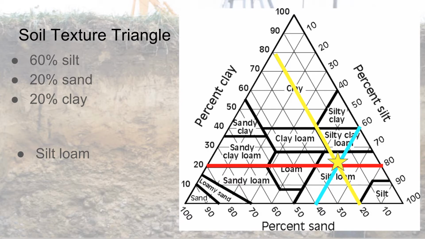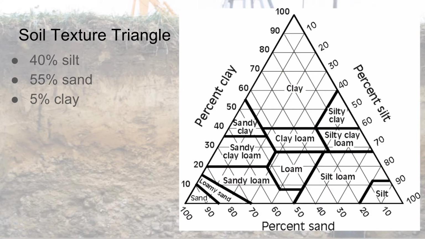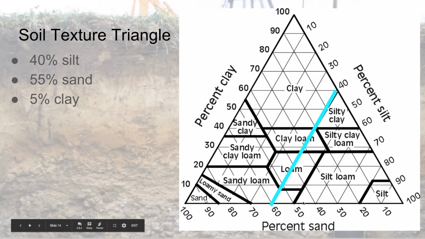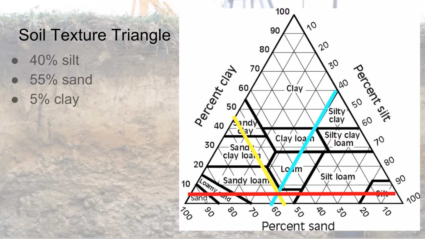All right, let's try a few other ones. This one is going to be 40% silt, so we're going to read that down going this way. 40% silt, 55% sand, so that'll be between the 50 and the 60. So 55% sand, we'll see that line right in here. And 5% clay, a very small amount of clay in the soil. Okay, so where the lines intersect is what it's going to be. So it is going to be called a sandy loam. Sandy loam.